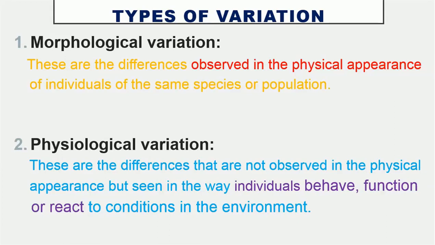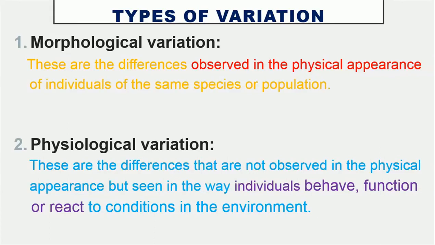And the second one is physiological variation. These are the differences that are not observed in the physical appearance of an organism, but can be seen in the way individuals behave, function, or react to conditions in the environment. Now, these variations or differences cannot be seen just by looking at the physical appearance of organisms.